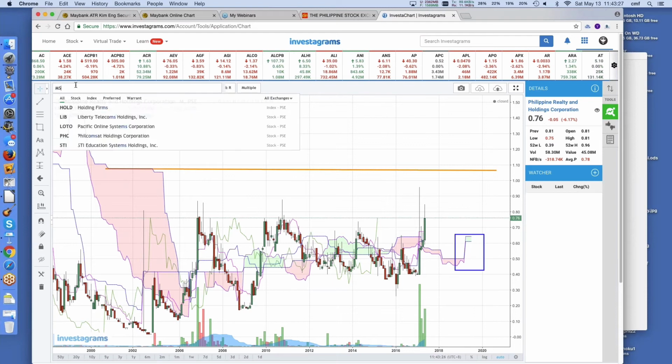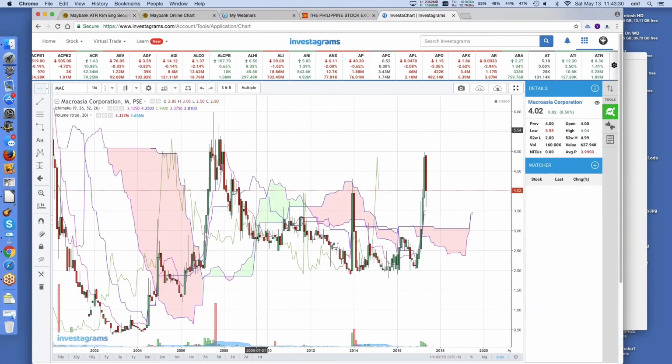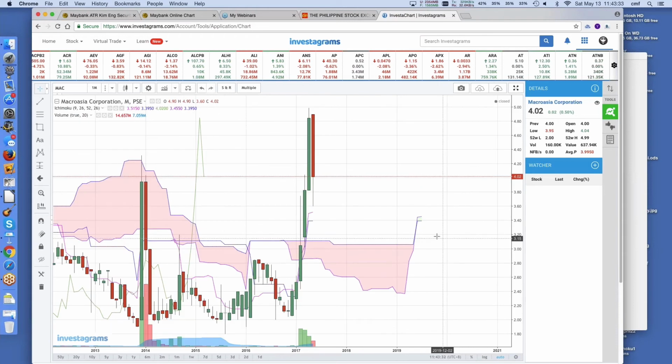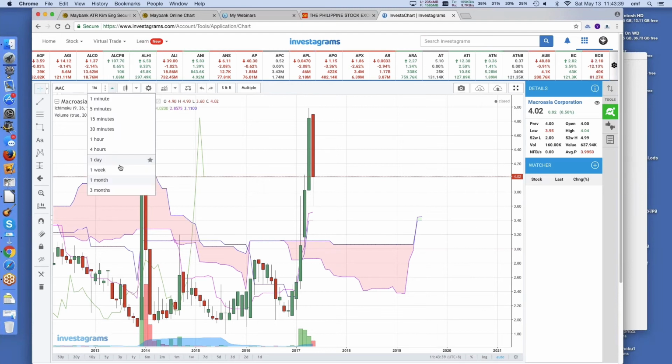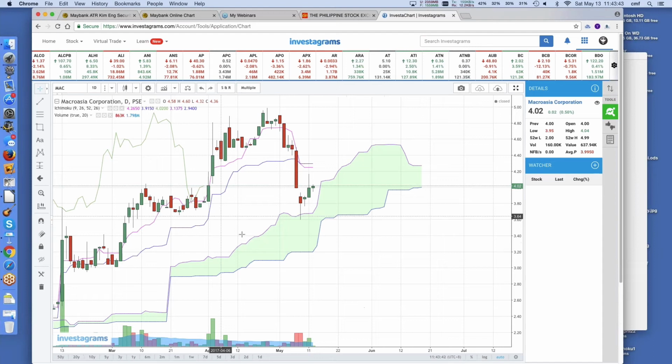The party seemed to have already ended for MAC. Previously, this is one of those which have a confluence of bullish factors in all time frames. There's a Kumo twist in the monthly. There's a Kumo twist in the weekly. There was also a Kumo twist in the daily. So MAC was very strong, but it entered into a consolidation phase already.